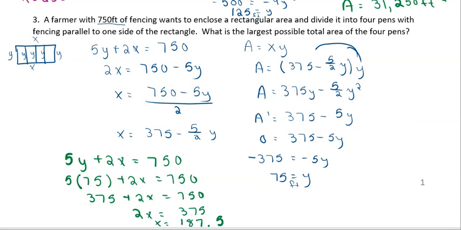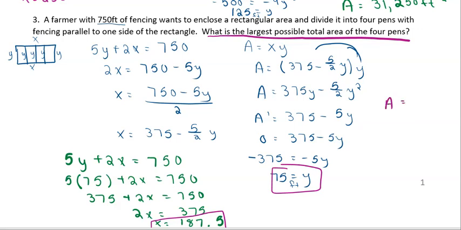187.5. Well, that's great and all, but we're still not done. What is the largest possible total area? So now we have our x, and now we have our y. So we need to put those together, and we need to solve for the area. So area equals x times y. So area equals x, we had 187.5, times y, we have 75. So if we multiply these together, we have 14062.5, and that'll be feet squared.